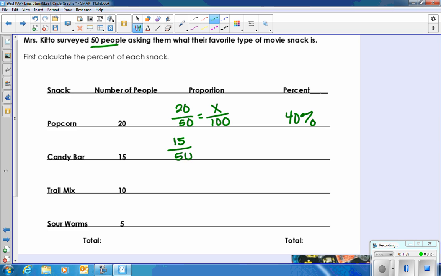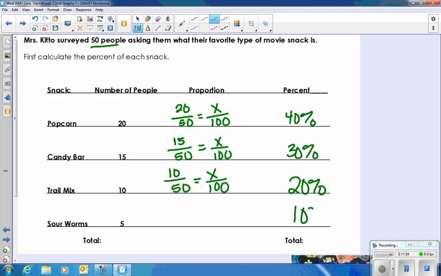15 out of 50 liked candy bar. So times 2 times 2, that's going to be 30%. 10 out of 50 is what out of 100? So times 2 times 2, that's going to be 20%, which means this last one should be 10%. 5 out of 50 is what out of 100?